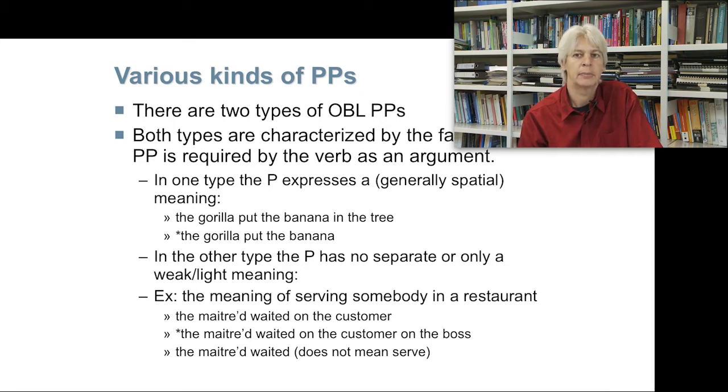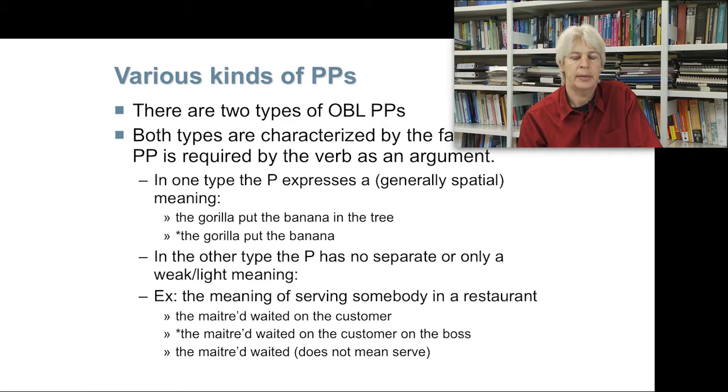Okay, so "the dog barked in the garden." The "in the garden" there is an adjunct. You can just say "the dog barked." "The gorilla put the banana in the tree." If you try to leave off "in the tree," you get a bad sentence, like "the gorilla put the banana." So in this case, "in the tree" is an argument. And in LFG, these are analyzed as oblique arguments. Okay, that's one type of oblique.